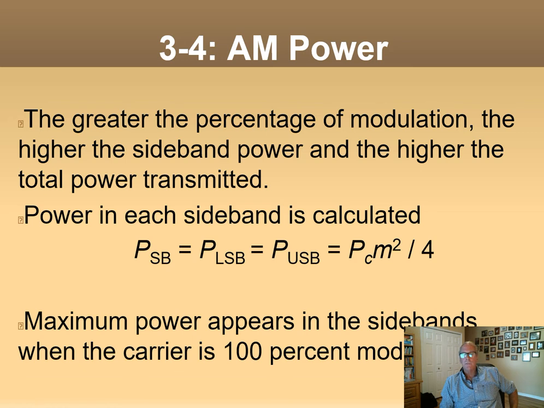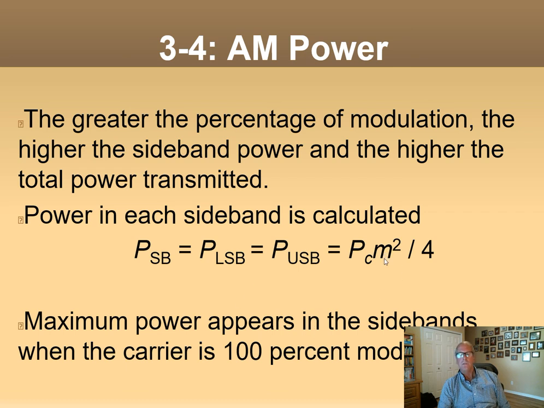Now, the greater the percentage of modulation, the higher the sideband power, and the higher the total power, obviously. The sideband power is the power of the lower sideband, and it also equals the power of the upper sideband. They're always equal in a typical AM broadcast. We'll talk about untypical stuff in a moment, but that equals the carrier power times M squared divided by 4. Maximum power appears in the sidebands when the carrier is 100% modulated, meaning M is 1.